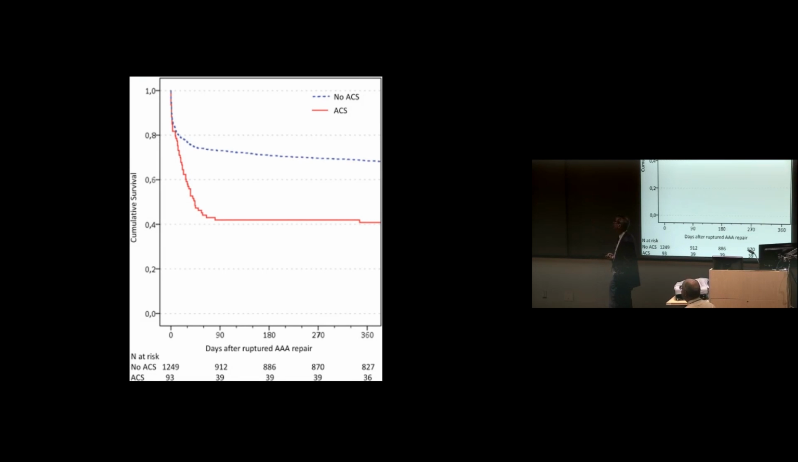In this paper, they did not specifically look at outcomes stratified by whether it was open or endovascular, but what they did find is that getting the abdominal compartment syndrome is a bad predictor. The blue line is patients who did not get the compartment syndrome, survival of about 80%, versus ones who got compartment syndrome, survival more like 40%. So getting the abdominal compartment syndrome is a predictor of poor outcome.